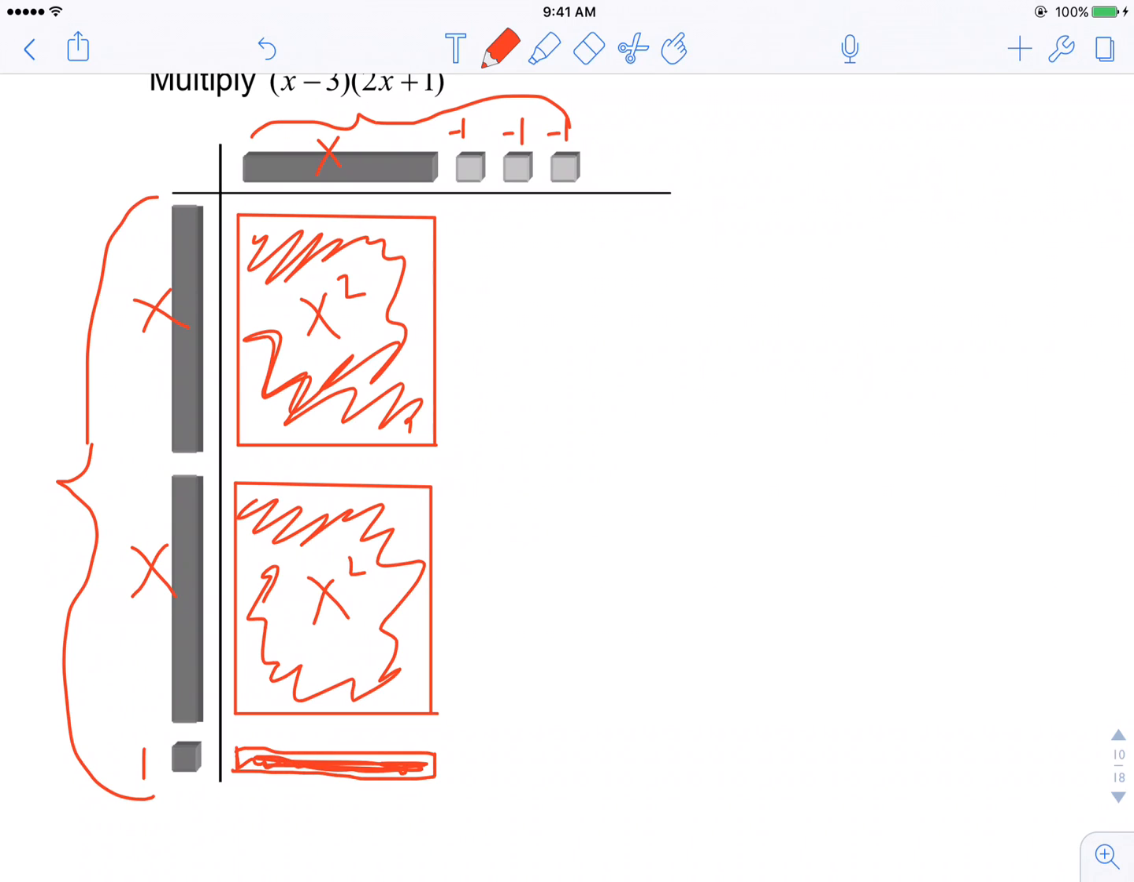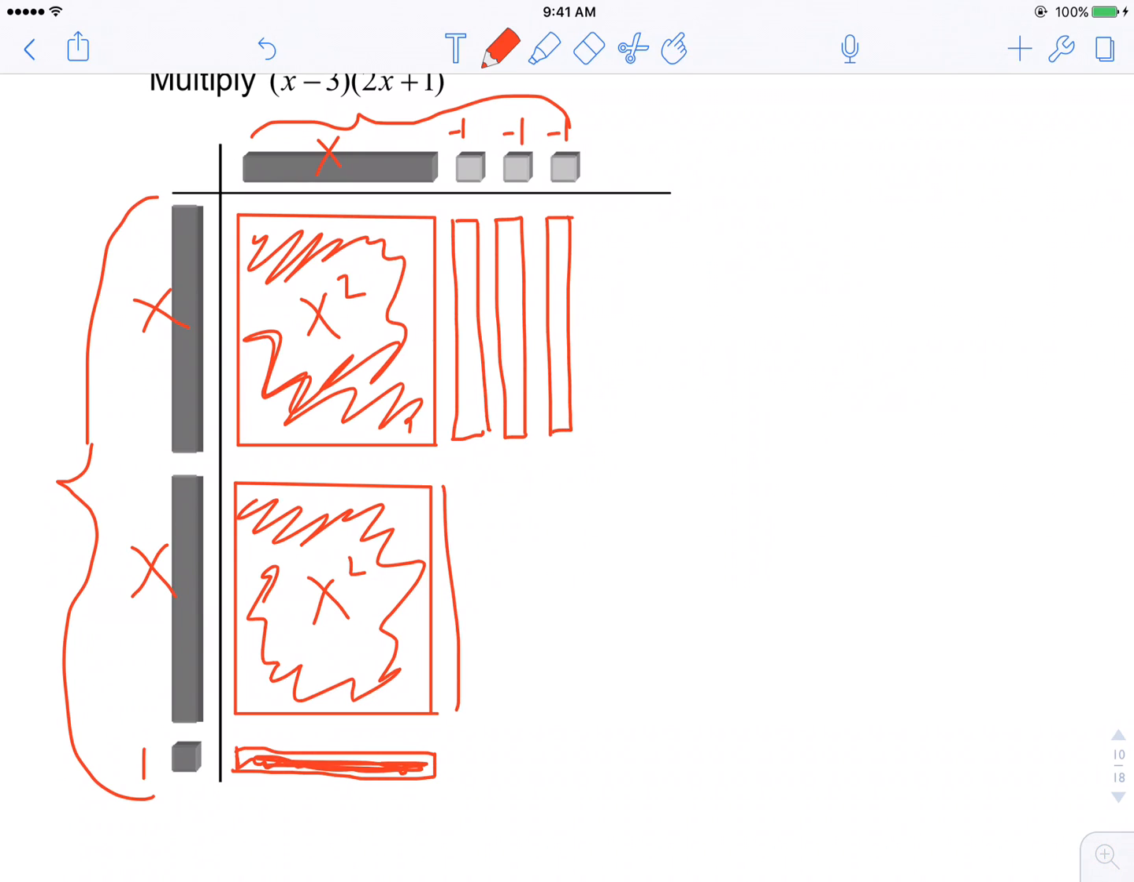Minus 1 times x is going to give us a negative x. Minus 1 times x is going to give us a negative x. And minus 1 times x is going to give us a negative x. And down here, same thing. None of these being shaded because it's our lighter color representing negative values. And then negative 1 times negative 1 times positive 1 is going to be negative, negative, and a negative.